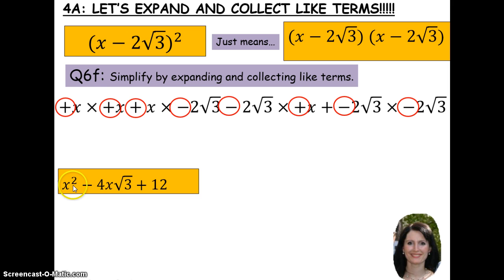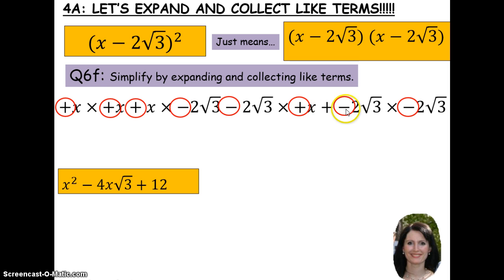Once you do that, you get the solution of x squared minus 4x root 3 plus 12. Let's see how we got that. Positive x times positive x is x squared. Positive x times negative 2 root 3 is negative 2x root 3. Negative 2 root 3 times x again is negative 2x root 3. When they are like terms, negative 2x root 3 and negative 2x root 3 equals negative 4x root 3.